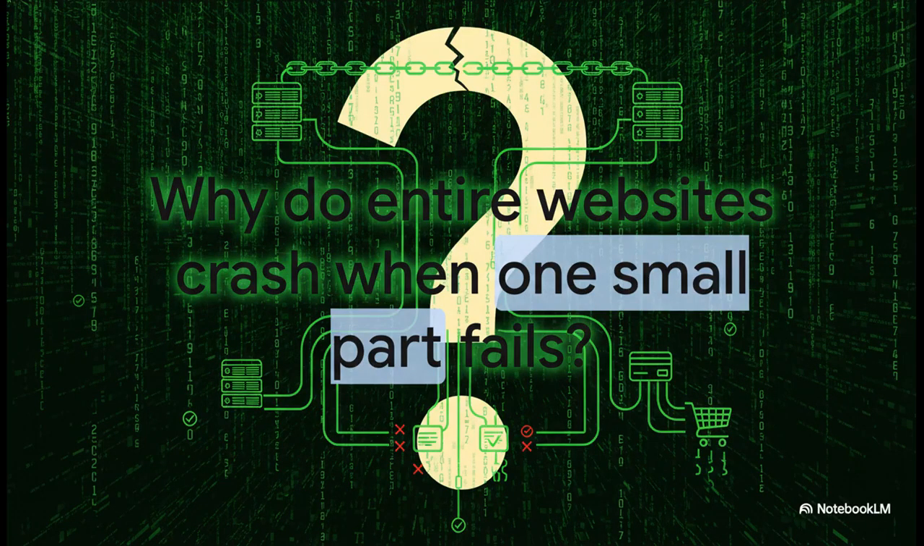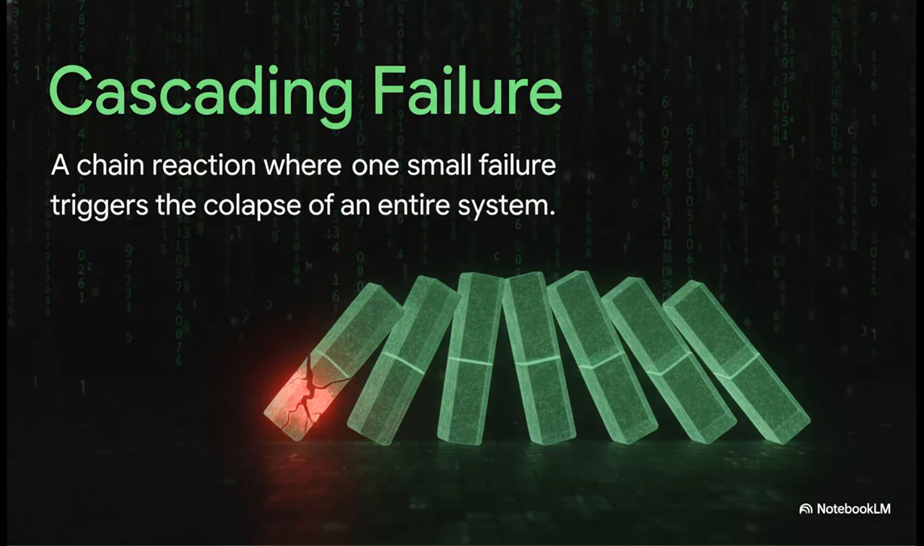You're just about to check out, you're buying those concert tickets, and boom, the whole site just dies. So how on earth can one small hiccup, maybe a problem with the payment service, cause the entire thing to shut down? Well, that phenomenon actually has a name, and it's kind of the villain of our story today. It's called a cascading failure. You can think of it like a chain reaction, where one small, isolated problem starts spreading, and it just knocks over other services one by one until the entire system collapses.